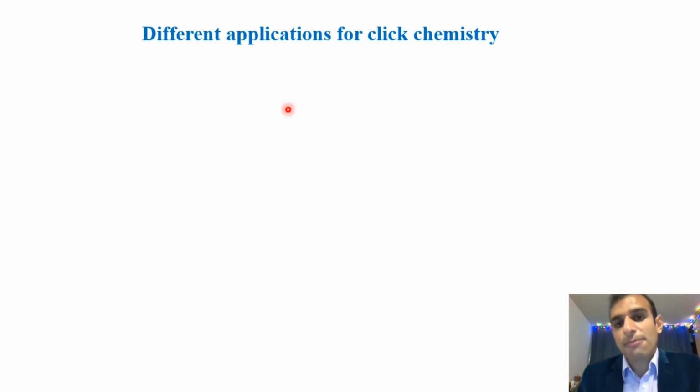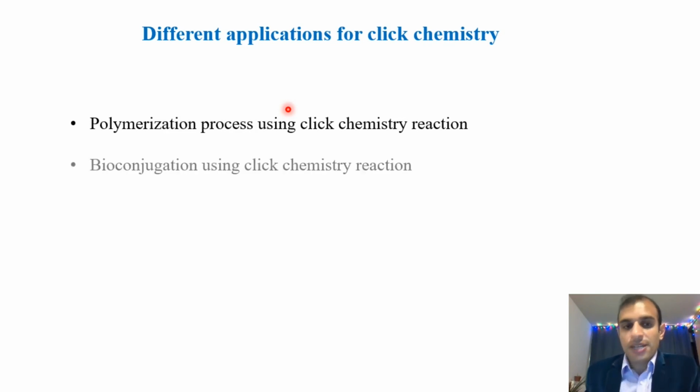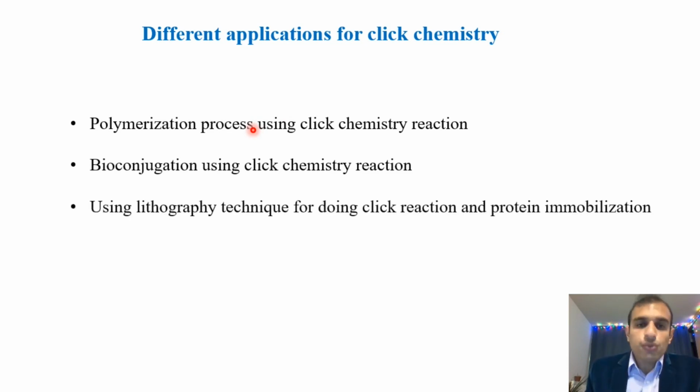Click chemistry has different applications. For example, we can use click chemistry for polymerization process. Polymerization process using click chemistry reaction. We can also use click chemistry for bioconjugation. And also I'll explain to you how to use lithography technique. Lithography is a very new technique. How to use lithography for printing the molecule on the surface and doing click chemistry reaction.